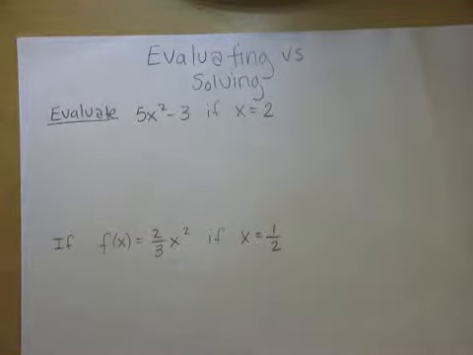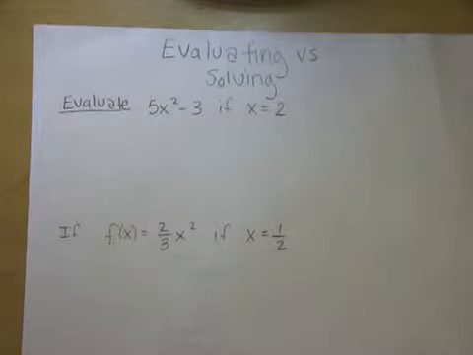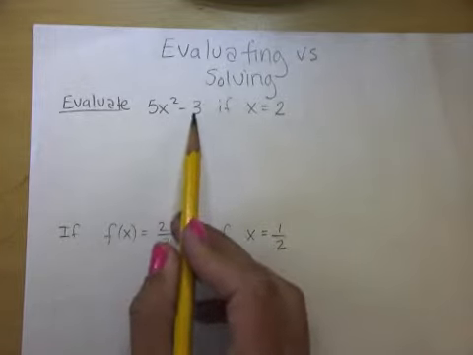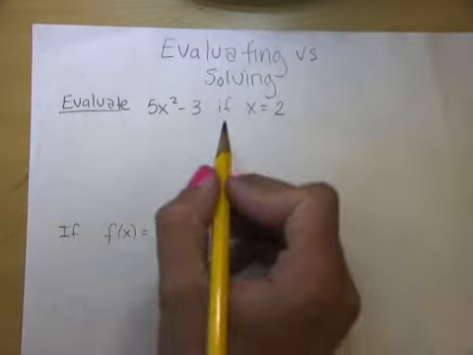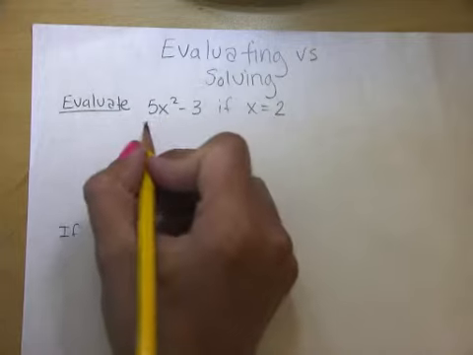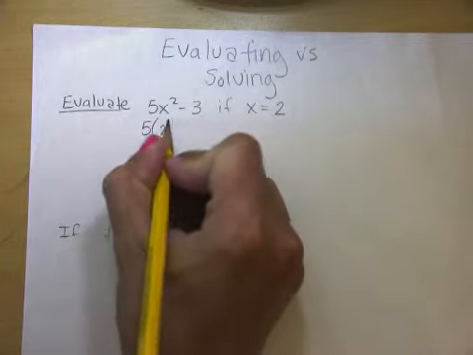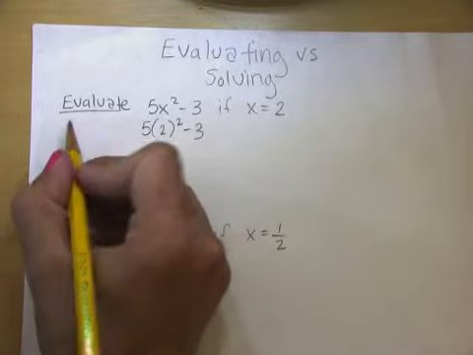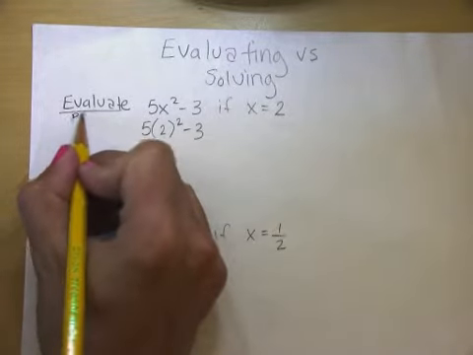Alrighty, you guys, I'm going to make a quick video over the things that we've talked about this week, which are evaluating expressions and solving equations. So the first one says to evaluate 5x squared minus 3 if x equals 2. So it's telling me to plug in 2 for x. So 5 times 2 squared minus 3. Now, I am using evaluating, so I'm going to be using PEMDAS.